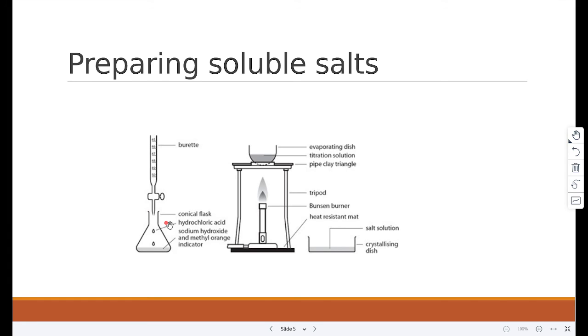Now add the same volume of acid into the same volume of alkali without any indicator. Now we will heat it to evaporate, leaving a saturated solution. So we will leave the solution to crystallize, decant excess solution, and allow crystals to form.